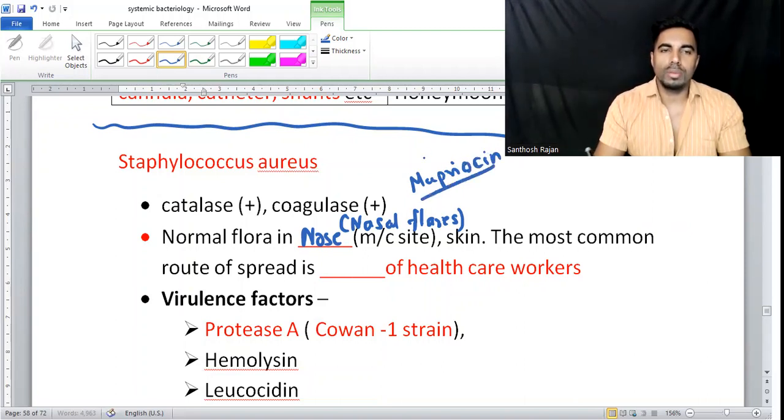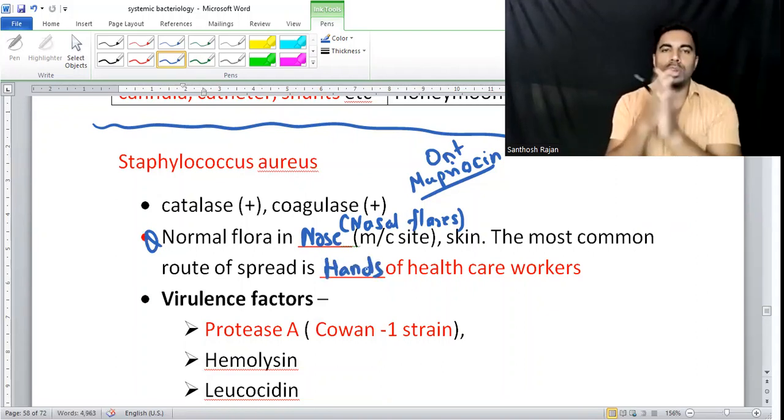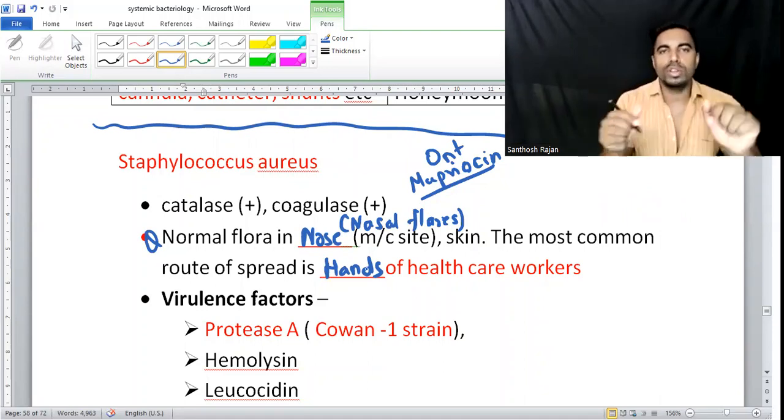Mupirocin ointment is the ointment given to carriers. For Staphylococcus carriers, especially healthcare workers, we can give it to prevent Staphylococcus aureus infection. So this is also another question. The most common route of spread is usually the hands of the healthcare worker. Hands. So frequent hand wash is very, very important. Hand hygiene is important because of this only.